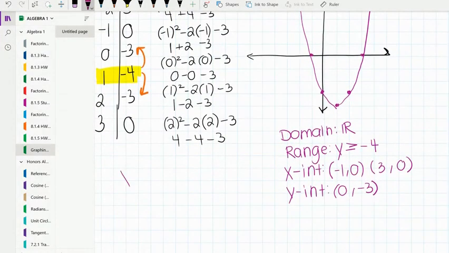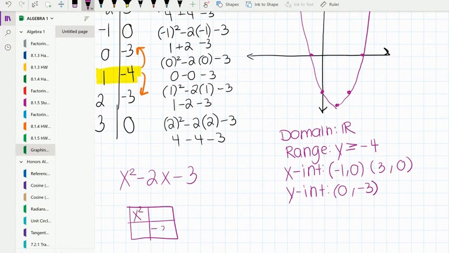And the last thing I want to leave you with is, if I were to actually factor x squared minus 2x minus 3. So if I were to factor that, I'd put it in my box. I'd have x squared and -3. And I'd have -2x. I need 2 numbers that multiply to -3 and add to -2. I put those in.